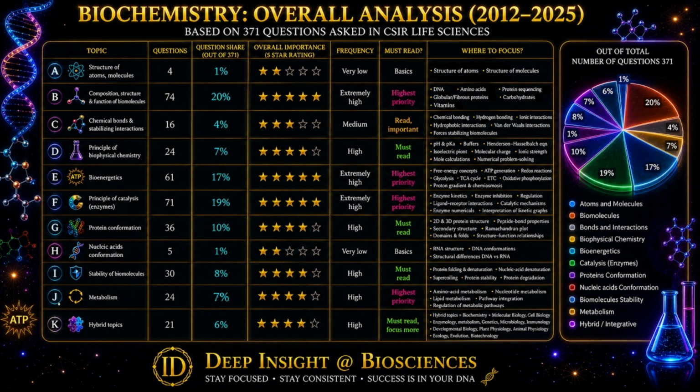Topic J is metabolism. A total of 25 questions were asked, contributing 7%. It has a 4-star rating and high frequency, and it is marked as the highest priority area. Focus particularly on amino acid metabolism, nucleotide metabolism, lipid metabolism, pathway integration, and the regulation of metabolic pathways.